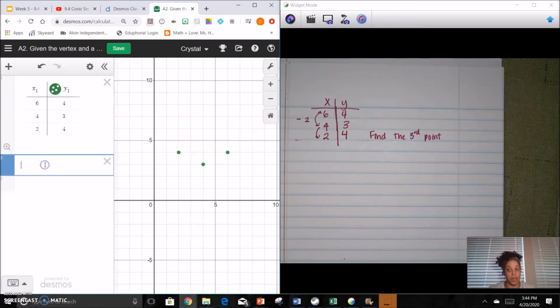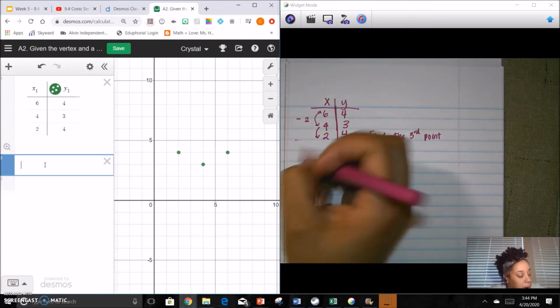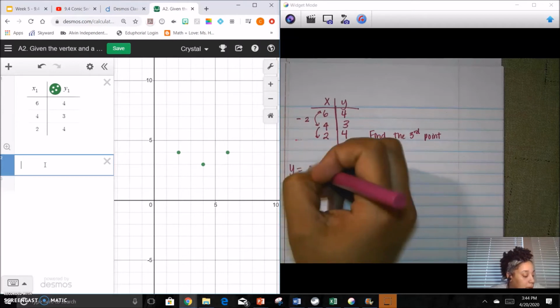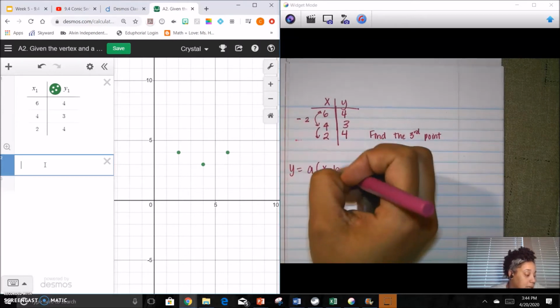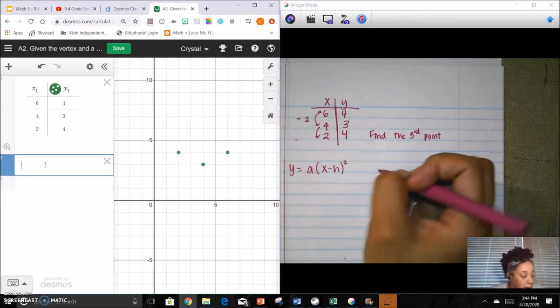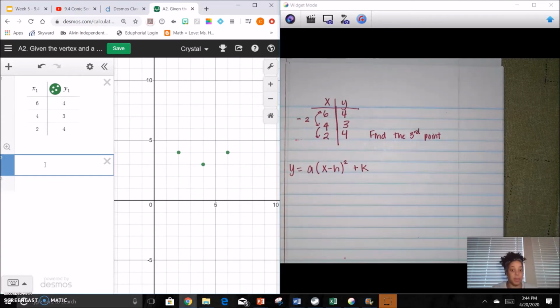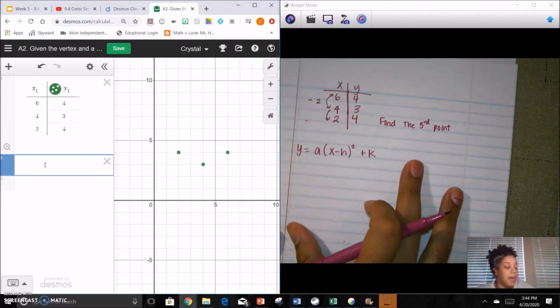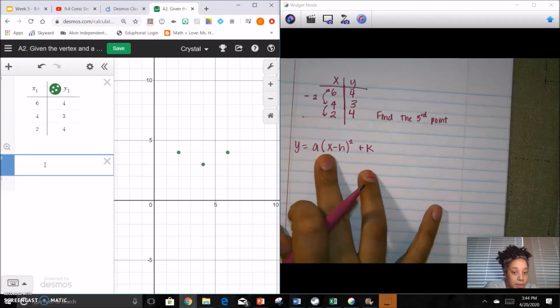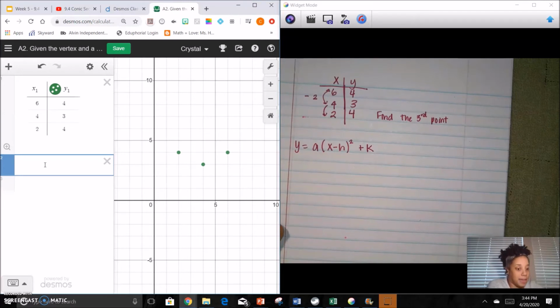All right, so now that you have 3 points in your graph, the directions will be to write it in vertex form. All right, so y equals a times (x minus h) squared plus k. Now this one will require you to do a little bit of work, because I have every letter in here except for a. I don't know what a is.